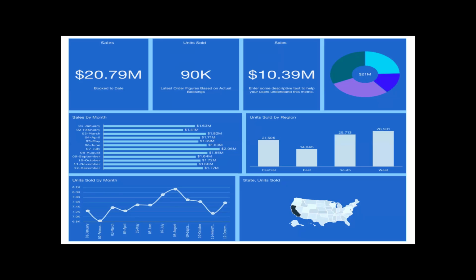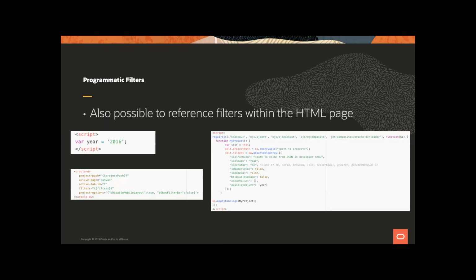As you get more into embedding and creating custom applications, it's also possible to programmatically apply filters into the embedded content. So here you can see our Oracle DV tag on the left-hand side has now got an additional parameter for filters, and then the knockout call, which is at the bottom of the HTML page, now provides a number of options related to that filter. So that means as you're building out your application, you could have JavaScript drop downs, which then apply filters to the embedded content from Oracle Analytics.